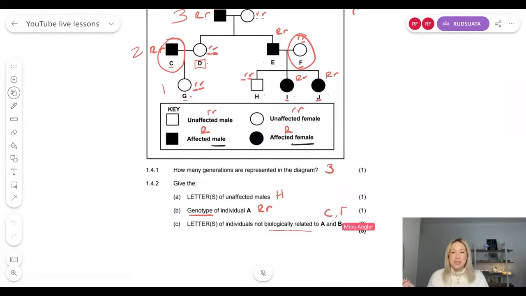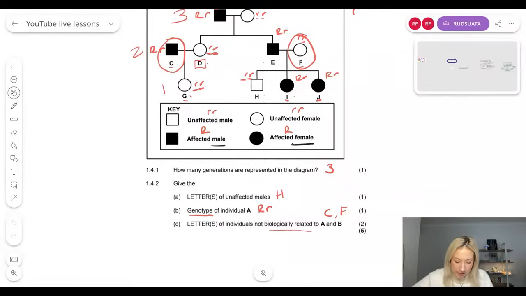And look at that, 5 marks in the bag, easy peasy, right? This is easy peasy genetics. Now let's up the ante and do difficult genetics.